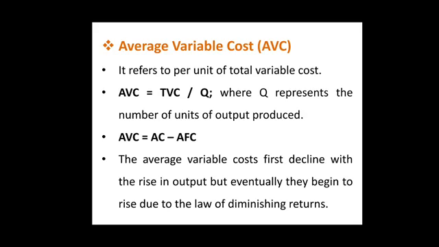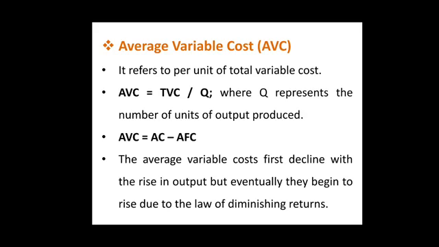As average total cost is the sum of average fixed cost and average variable cost, if we subtract the average fixed cost from average total cost, we will get average variable cost. Thus, AVC, that is average variable cost, is equal to AC, that is average cost or average total cost, minus AFC, that is average fixed cost.